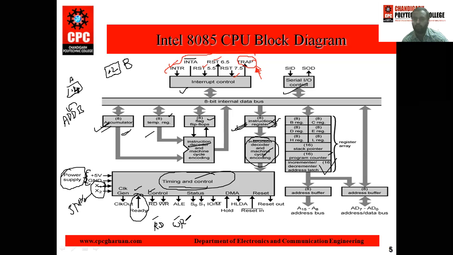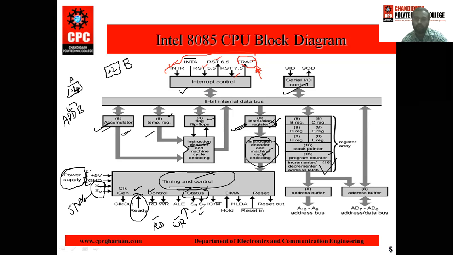After that, WR bar. If the value of this pin is 0, in that case the microprocessor is performing the write operation. If the value of this pin is 1, in that case the microprocessor is not performing the write operation. Next is ALE. ALE means address latch enable. It is used to demultiplex your address and data buses.